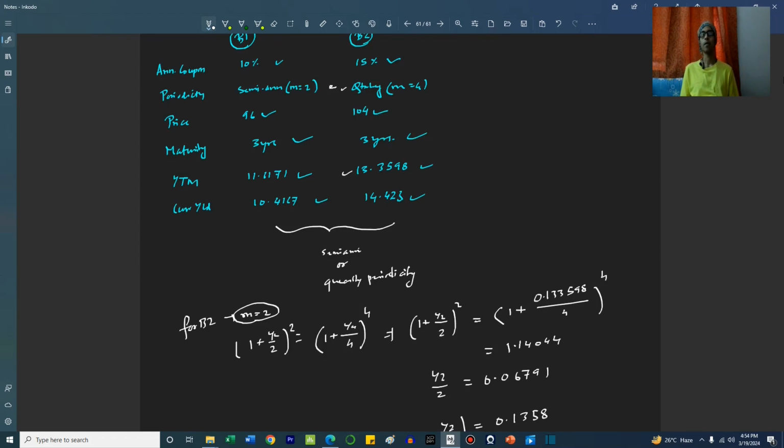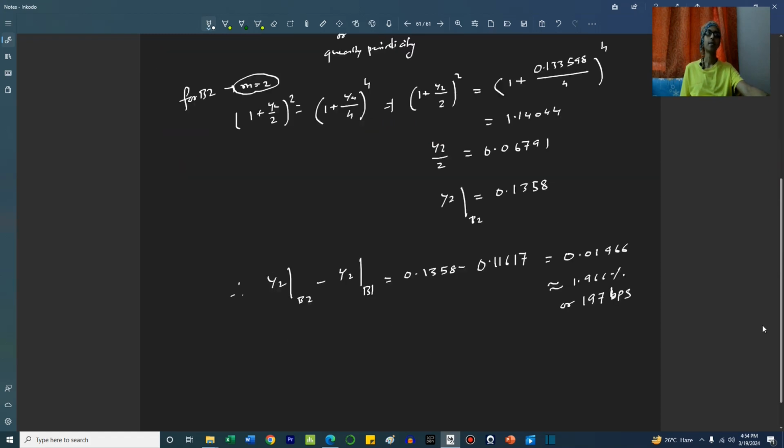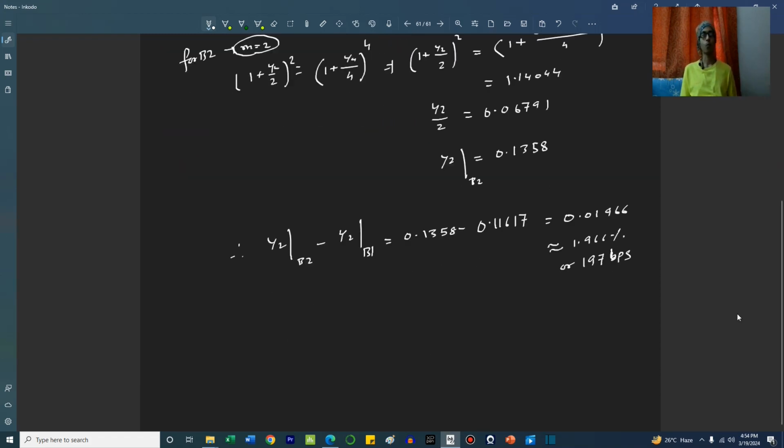Now we convert B1 to a quarterly basis and see what is the basis difference. So, basis difference, why are we taking it out? We are just trying to find out the compensation B2 is paying to make up for its higher risk. This is the compensation B2 is paying to make up for its higher risk.